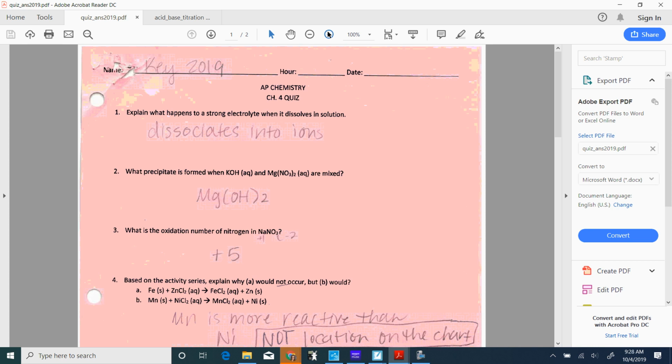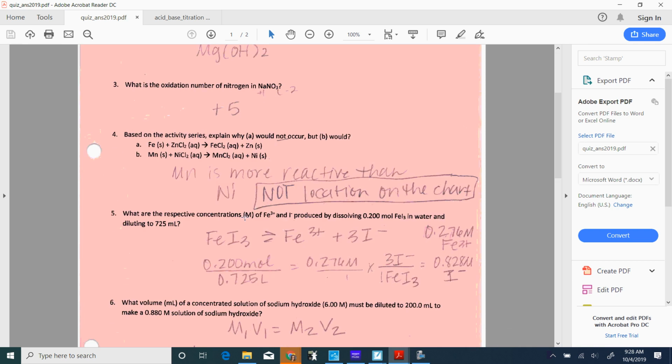Oxidation number: this is kind of hard to see, but it is going to be +5 for this. Sodium is always +1. Oxygen is always -2 except in peroxide, where it is always -1. So I have 3 oxygens, each at -2, so that's -6 altogether. My sodium is +1 to add up to 0. That means it has to be +5.